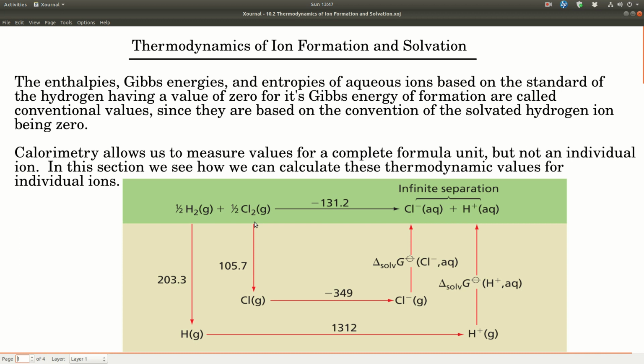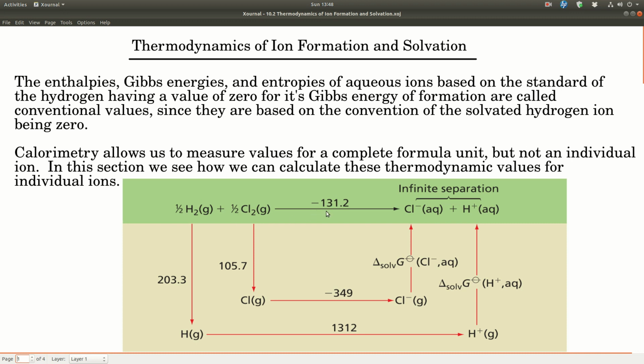Now, with calorimetry, we can measure these values, delta G, delta H, delta S, for entire formula units. Sodium chloride, silver bromide, what have you, but not for individual ions, because you can't buy a bottle of chloride ions because you need the counter ion in there. Otherwise it's unstable. So what we're going to do in this section is see how we can actually calculate the absolute or thermodynamic values for the individual ions. And to do that, we're going to take advantage of the beautiful property of state functions.